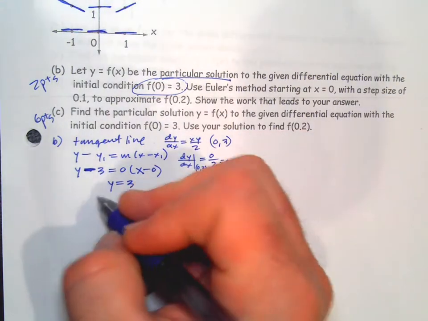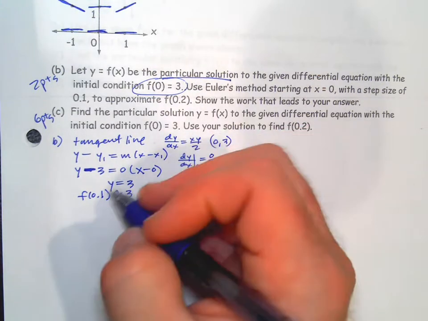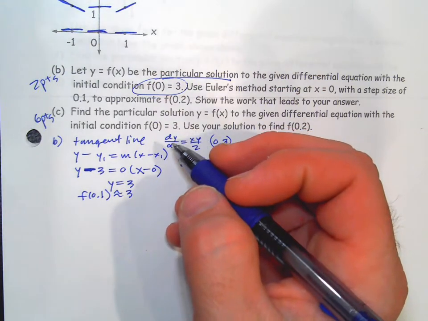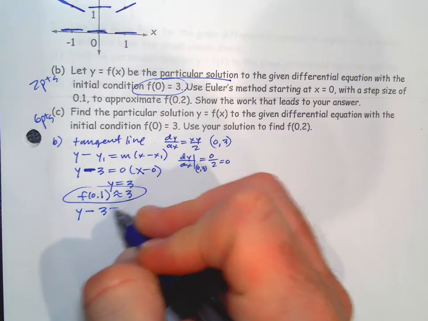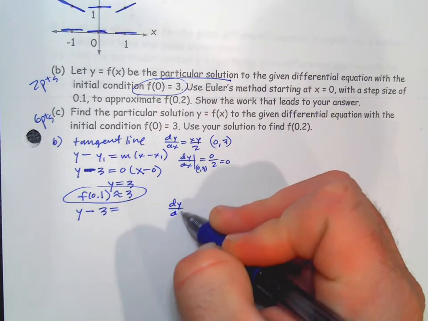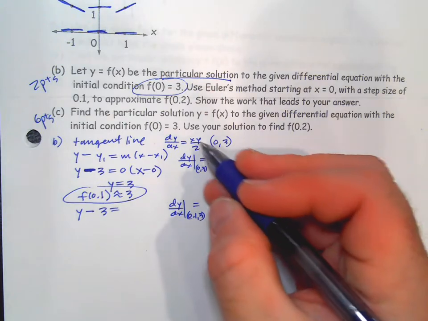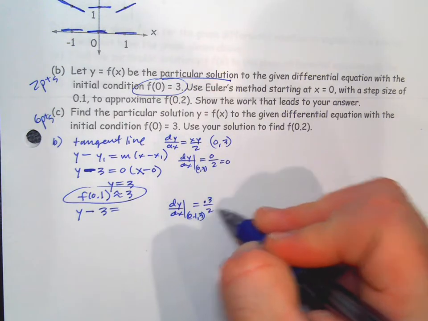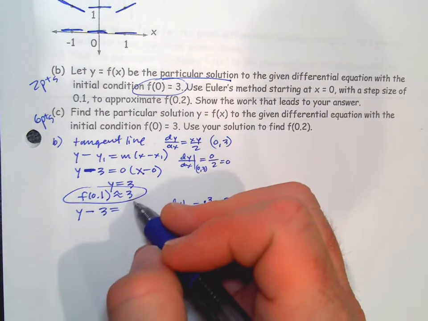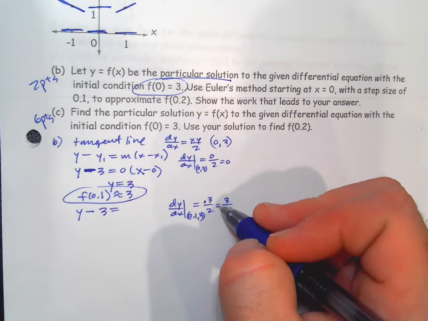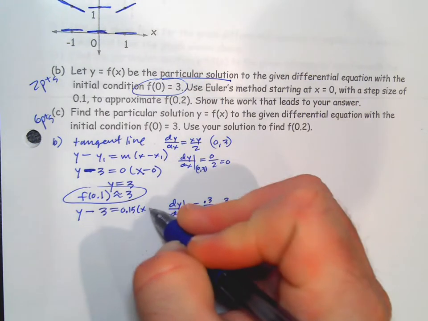So that means that f of 0.1 is about 3. It's a horizontal line. Kind of interesting. Now we use that point, we're going to make a new tangent line. Y minus 3 equals, we need to find the next derivative at 0.1, 3. So you multiply them on top, you get 0.3 over 2, which is the same thing as 3/20ths. Or however you want to do it. I mean, this is a problem that you can use a graphing calculator on. It's going to be 0.15 times x minus 0.1.